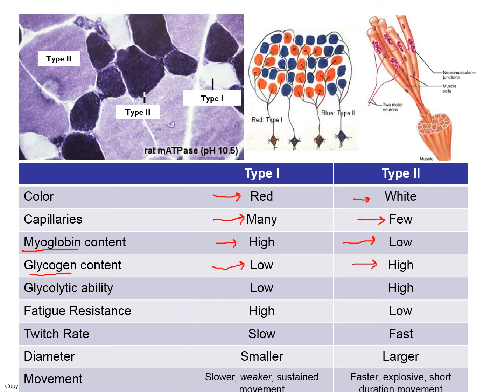The process of converting glycogen into glucose is called glyconeogenesis, and I suspect you'll learn more about that in Bio 234.